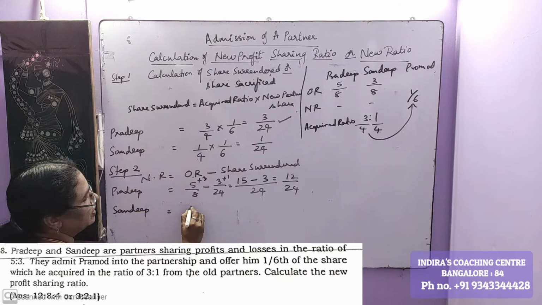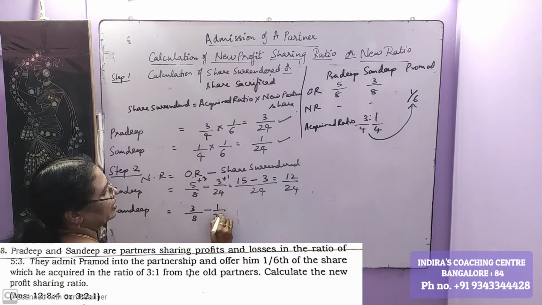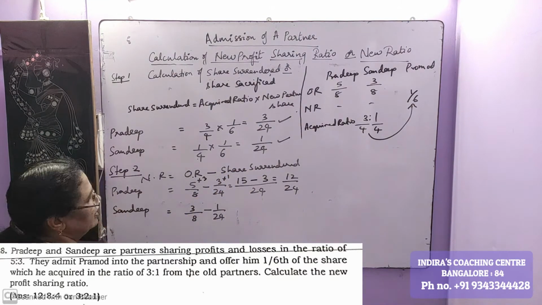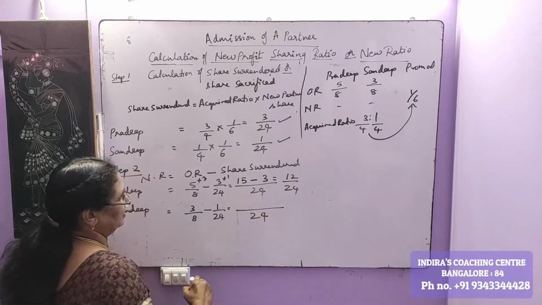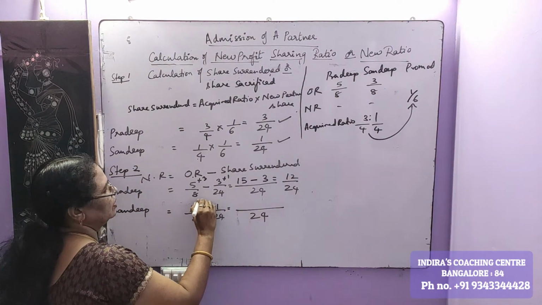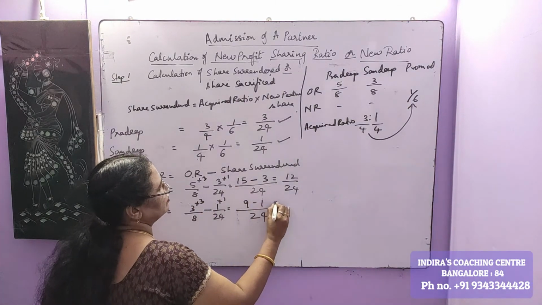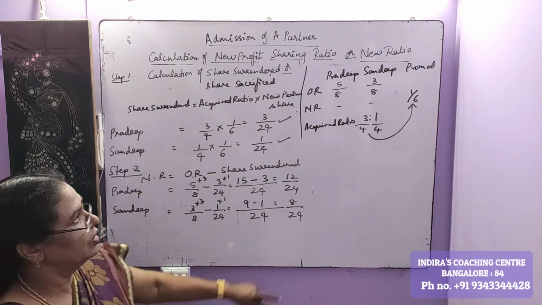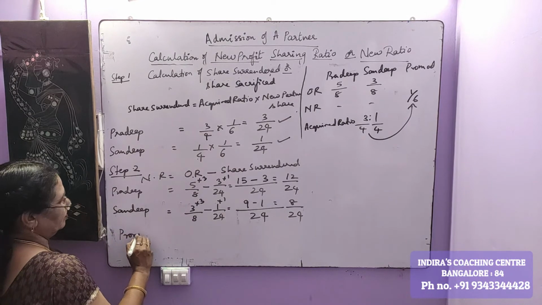Sandeep's new share is equal to the old ratio, 3/8, minus the share sacrificed, 1/24. That is equal to 24 into 3 into 1, to get 8/24. Pramod's share is already given as 1/6.